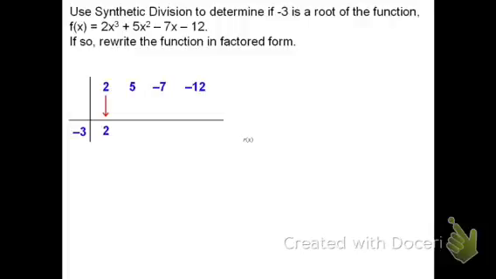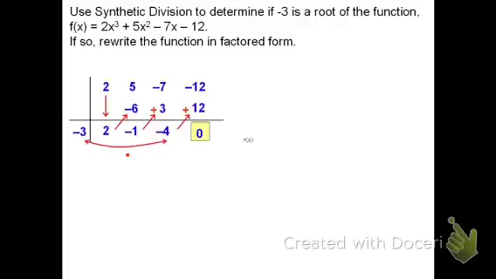-3 times 2 is -6. Move that over and add. 5 minus 6 is -1. Multiply again. -3 times -1 is 3. Add. -7 plus 3 is -4. Multiply again. -3 times -4 is +12. And add one last time. 12 minus 12 is 0, so we get a remainder of 0.